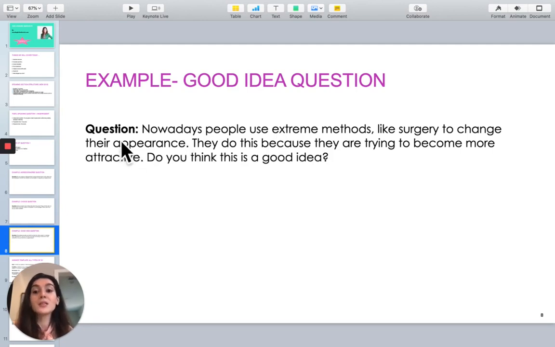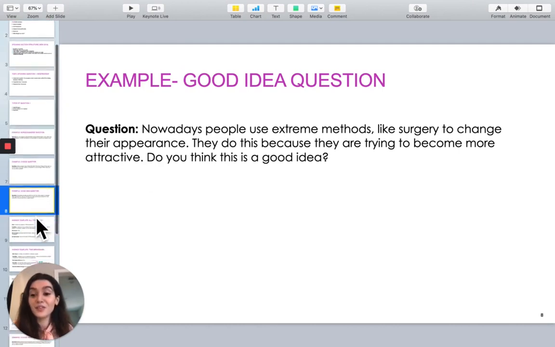So the third example I have here is, nowadays people use extreme methods like surgery to change their appearance. They do this because they're trying to become more attractive. Do you think this is a good idea? Okay, so something like that.